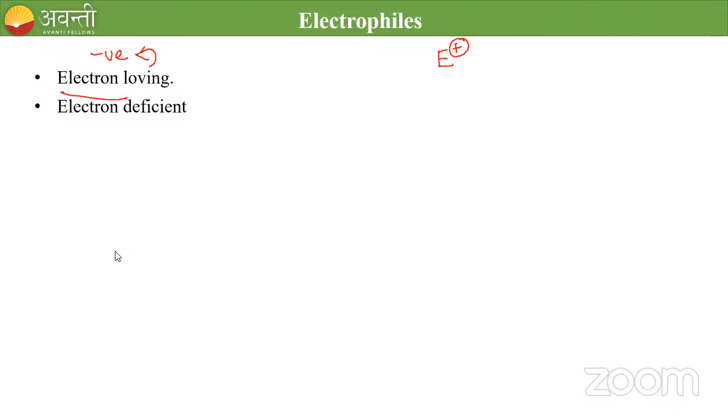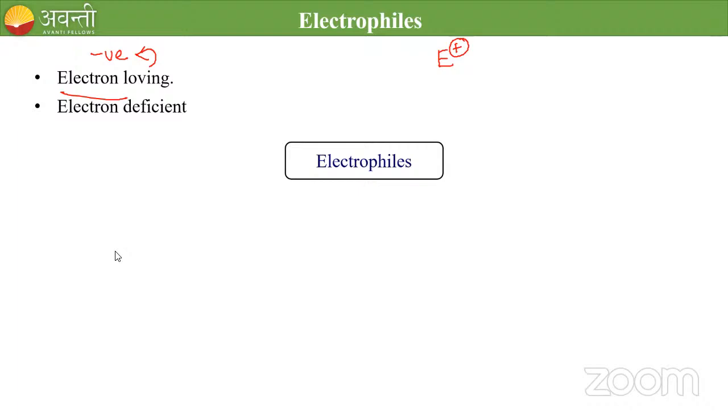So what are electrophiles? Electron-loving species. Electron charge is negative. So if something is loving the negative, then it should be a positive one. So electrophiles are positively charged and electron deficient. Now let us study the types of electrophiles.